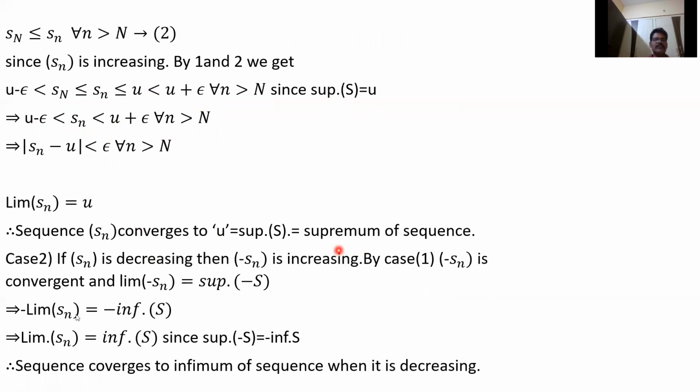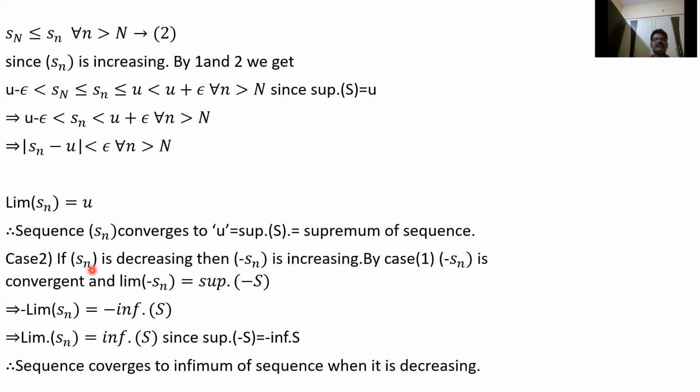So similarly, if Sn is decreasing, then minus Sn is increasing. It is also bounded. So by case 1, minus Sn is convergent and the limit of minus Sn equals the supremum of minus S. So if Sn is decreasing, minus Sn is increasing. For example, if you take Sn equal to 1 by n squared.